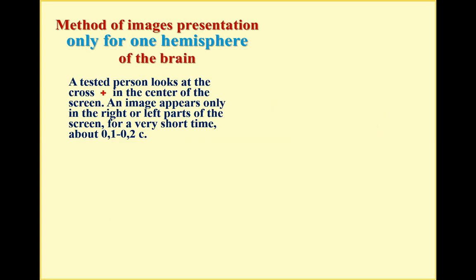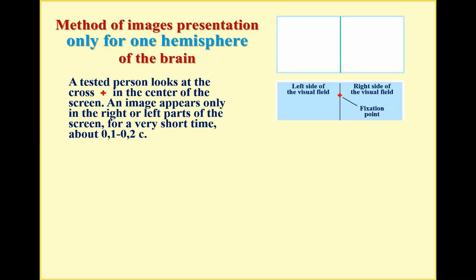The tested person looks at the screen, and in the center of the screen there's a red cross. With constantly fixed eyes, this person receives an image for a very short time. Even if they try to move their eyes toward the stimulus, they don't have time, because it's very little time. The patient constantly looks at the cross, and then for just a moment the object appears in sight and disappears.